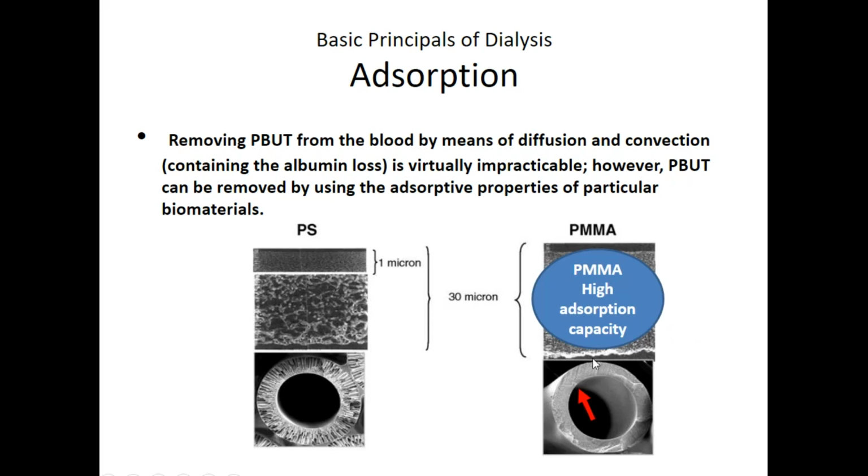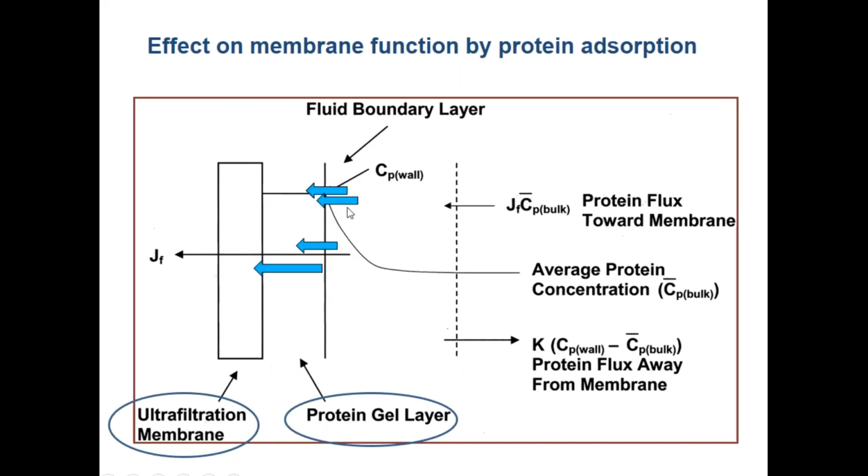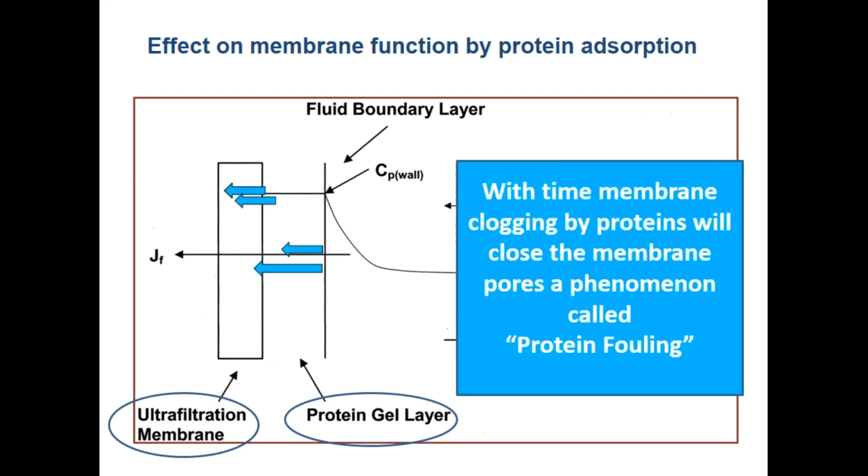The adsorption happens early on at the start of hemodialysis, and the proteins are adsorbed on the internal surface of the dialysis membrane, while moving of protein from the blood toward the membrane with time can induce clogging, and this protein clogging in the internal part of the membrane is called protein fouling.